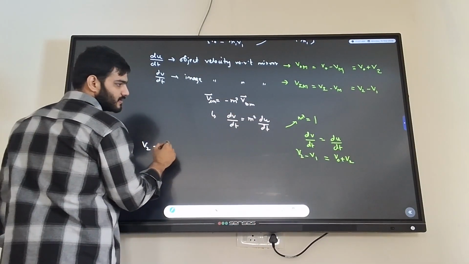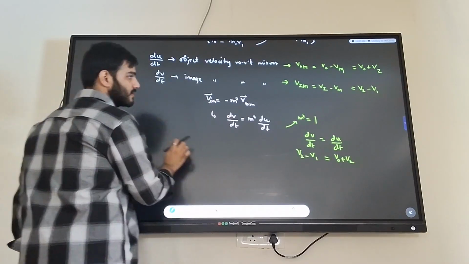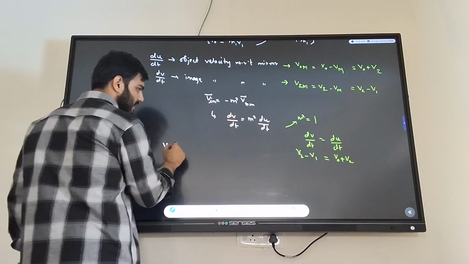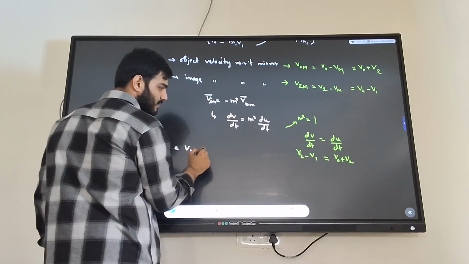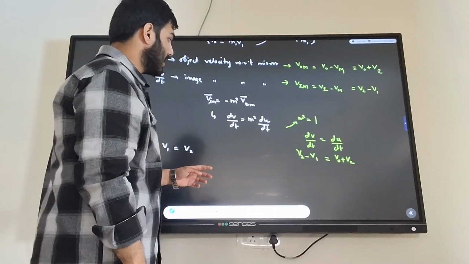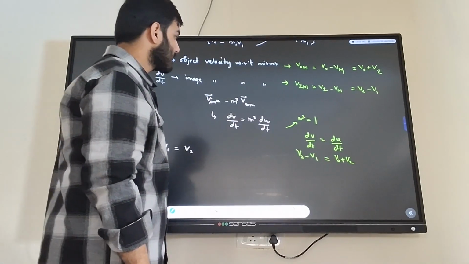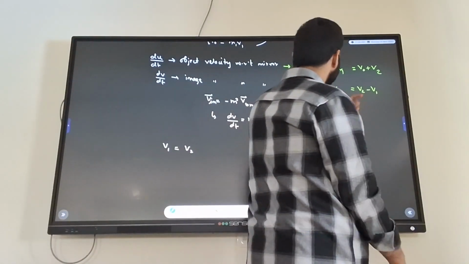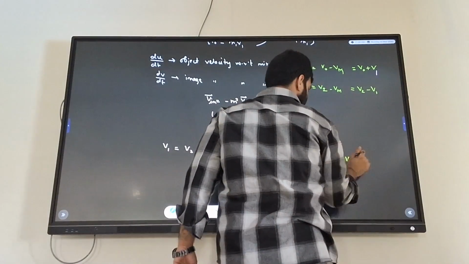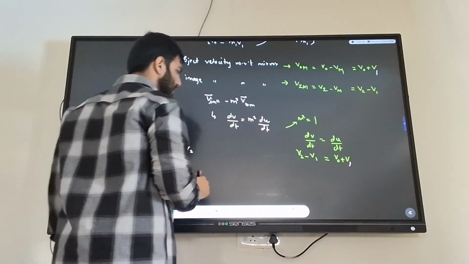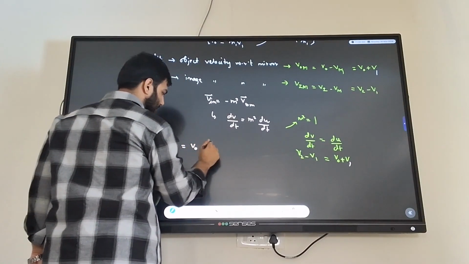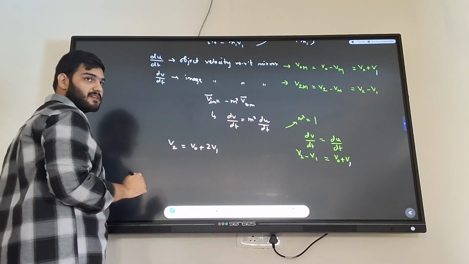Then what is V2? Sorry, what is V1? V1 is equal to V2. Where is V1? Here the first V0, and this should be V with upwards. Then this is V1. I made a mistake. This is V1. I have to find V2. So V2 is equal to V0 plus 2V1. Now what is V1? Did we find V1?